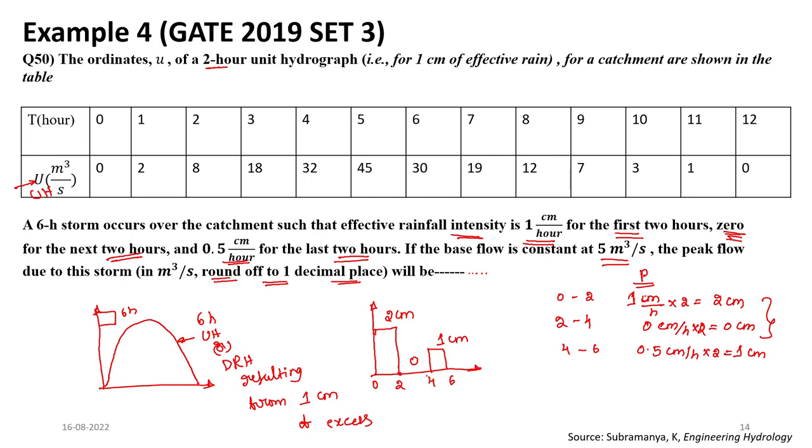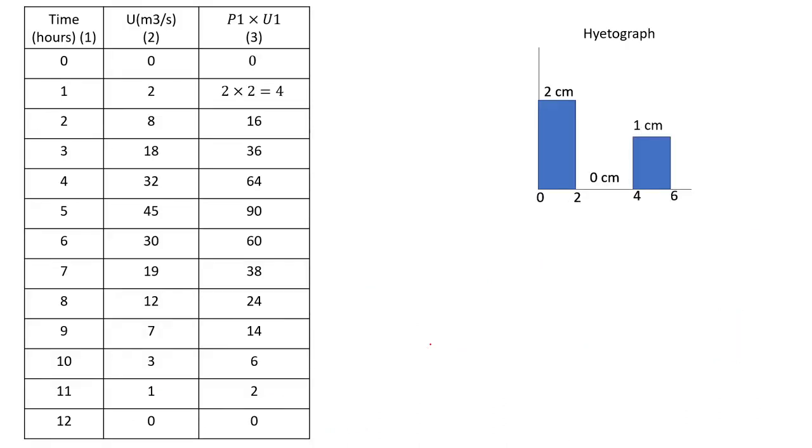But one point you should remember here: this 2 centimeter occurred in the first 2 hours, this 0 centimeter occurred in the next 2 hours, and this 1 centimeter occurred in the last 2 hours. So there we need to lag. How we'll do that, we can see now. So let's go step by step.